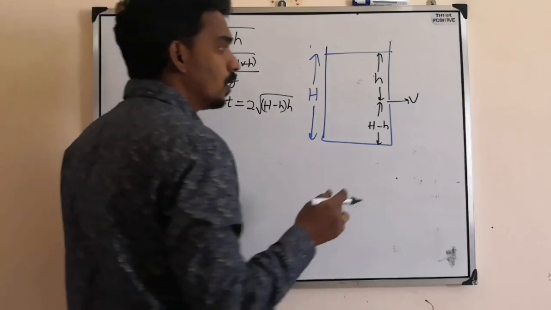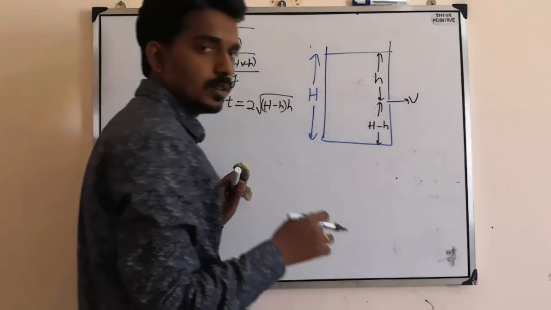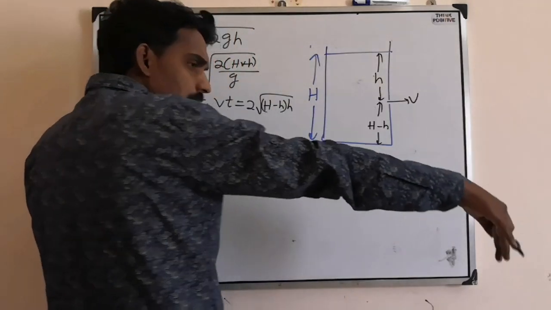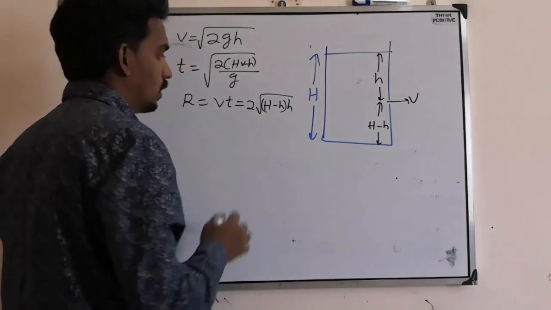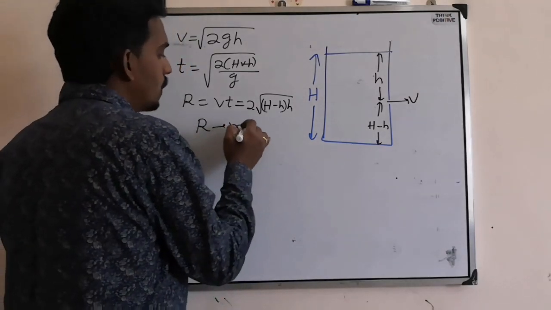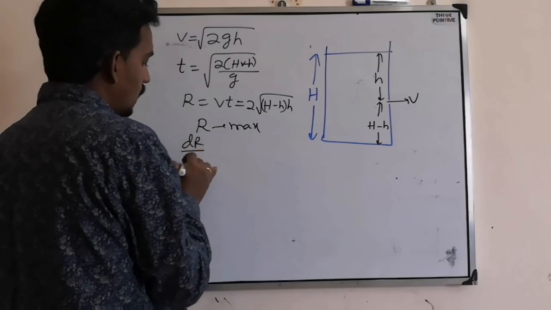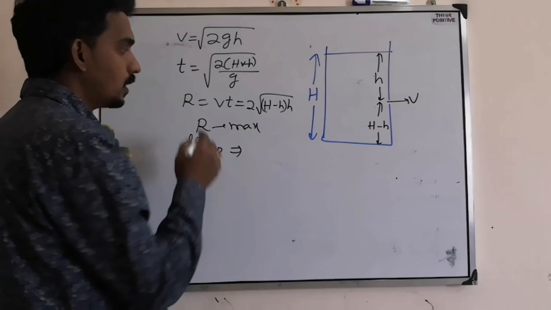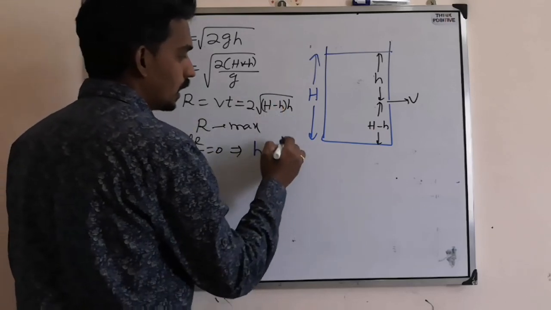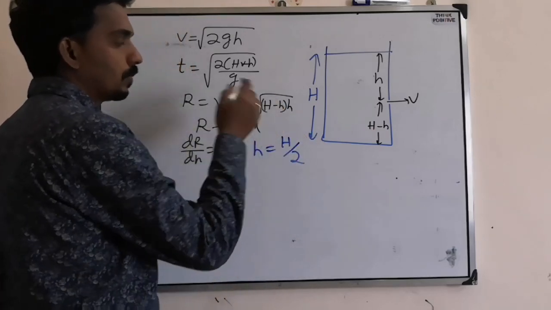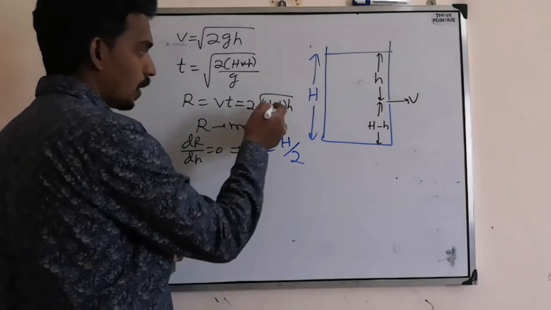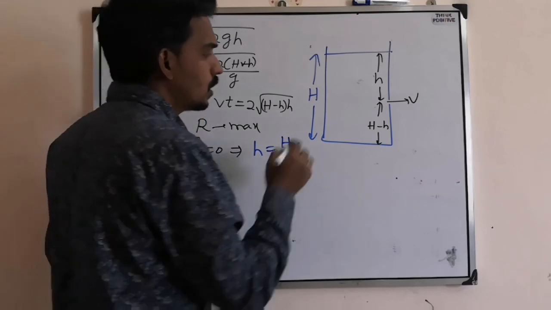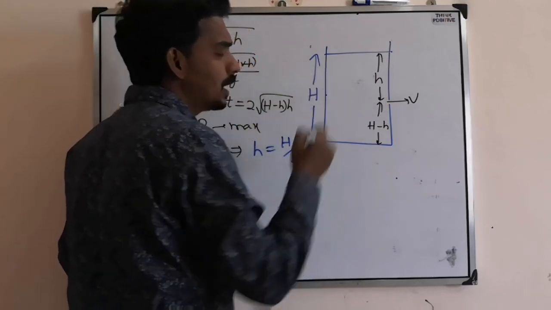Then they will ask you where you have to make the hole so that the range will become maximum, meaning the water will hit the ground at the greatest distance possible. That means R should become maximum. Then you have to take the condition dR by dh equal to 0. First differentiation zero, then you will get h equal to H by 2. Do the differentiation with respect to small h. Then h equals H by 2. That means you have to make the hole exactly at the midpoint.